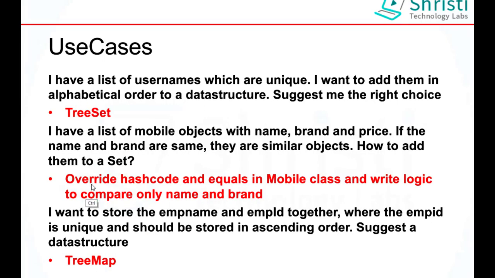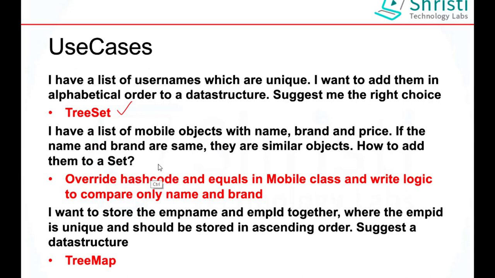Next, I have a list of usernames which are unique. I want to add them in alphabetical order to a data structure. Suggest me the right choice. The username should be unique, so we can go in for an implementation of set. It has to be in alphabetical order, so obviously we need to go in for a sorted implementation, that is TreeSet.